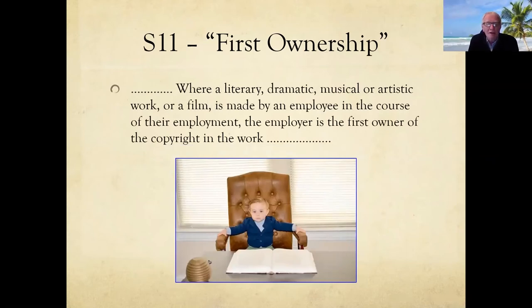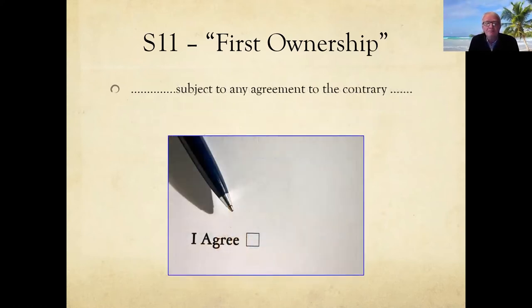Where a work, such as those nominated or a film, is made by an employee in the course of their employment, the employer is the first owner of the copyright in the work. Again, you'd think that was fairly straightforward, but the amount of interpretation that that is open to is colossal, and I will touch on some of it. Can you move on again, please, Kenji?